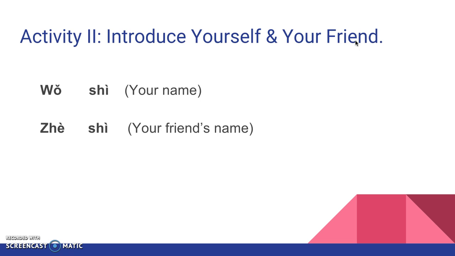So if you imagine you meet a Chinese counterpart, you want to introduce yourself as well as your other coworker, you can also use this grammar structure. So you can say 我是 Josie, 这是 John.